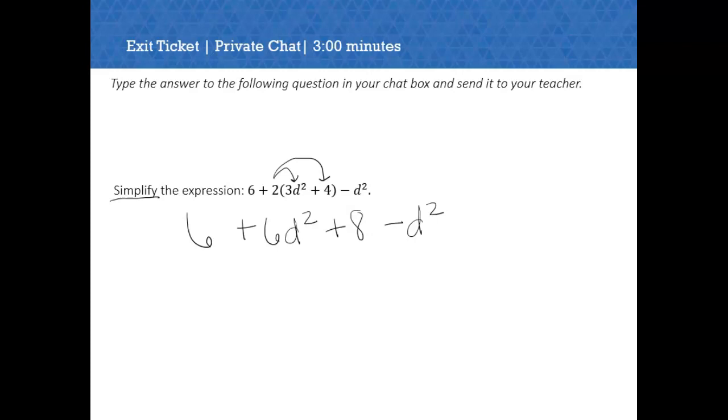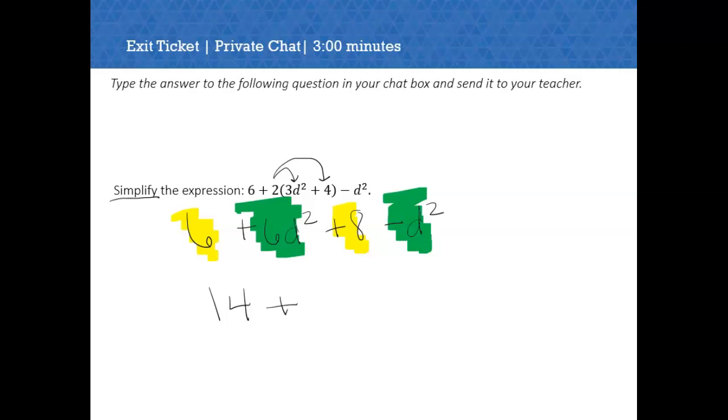So we see we have a 6 and an 8. So when there's nothing in front, that's assumed positive. So positive 6 and a positive 8 is 14. And then we have a 6d squared and a negative d squared. So you got to keep that minus with it. So 6d squared and a minus d squared is a positive 5d squared.